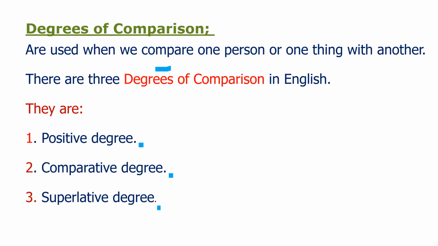Comparative degree. This is the comparison. We compare one person or one thing with another one. There is a comparison between two things or two persons. And next, superlative degree. It is the comparison of one thing with other things, three things or more than three things, three persons or more than three persons, like that.